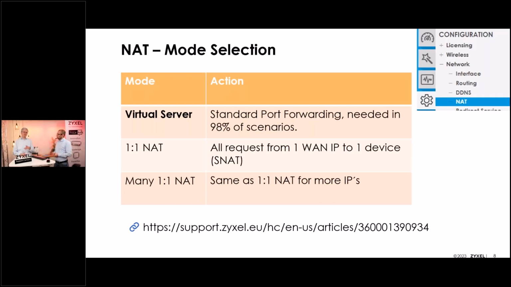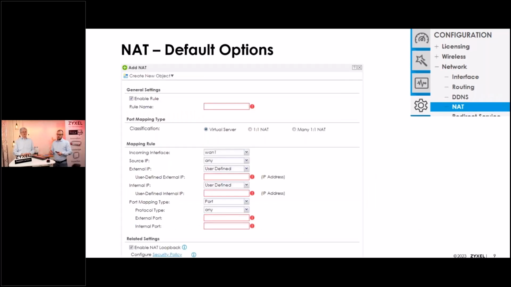Having said that, on the top right, you see Configuration. Then you go to Network, then NAT. There you can find the details, which we will also show you later. Yes. Also mentioned there is a knowledge bank article talking about NAT in general and what you need to do. Exactly. So let's jump into our default options. Yes. And what needs to be considered when configuring a NAT rule.